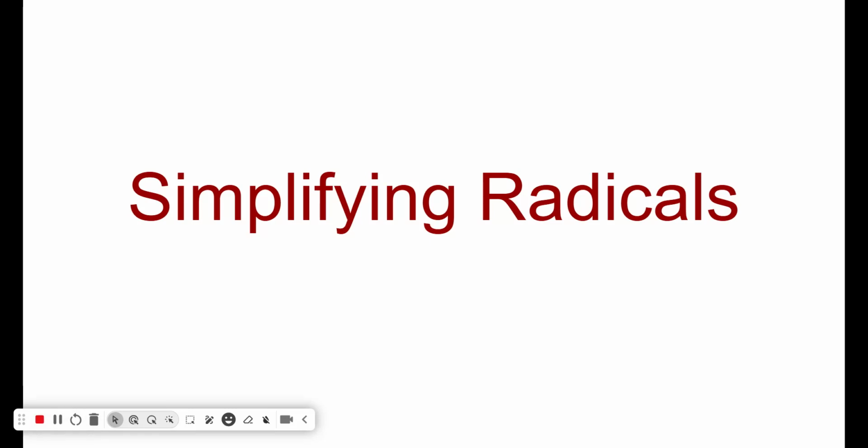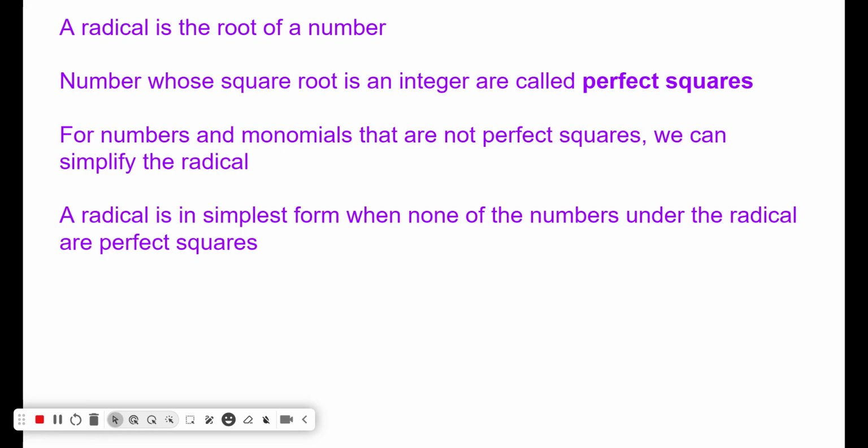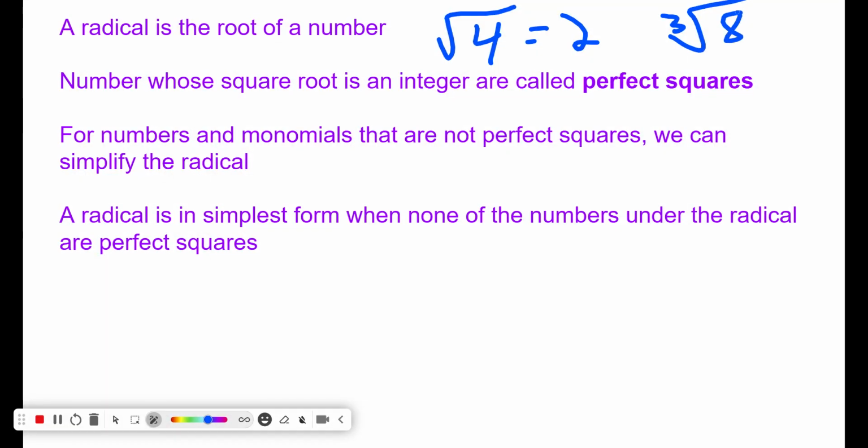Today we're going to be simplifying radicals. So a radical is the root of a number. We think about lots of different square roots. You've probably had some experience with that. Square root of 4 is 2. Cube root of 8 is 2 times 2 times 2 equals 8, so cube root of 8 is 2.